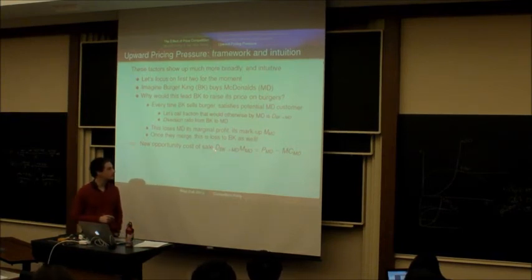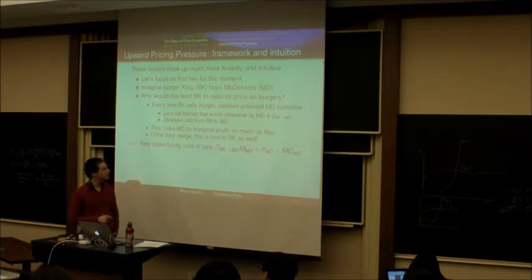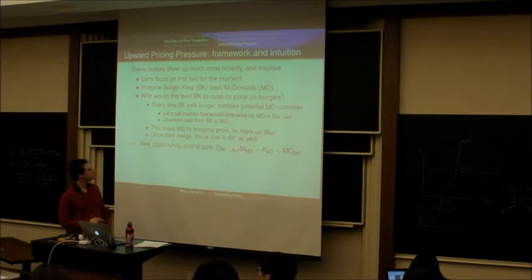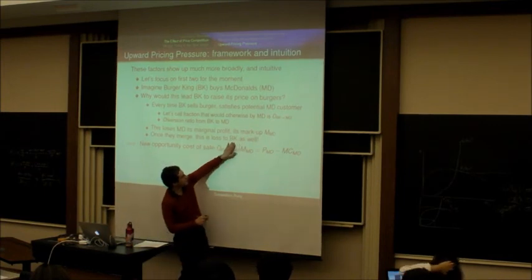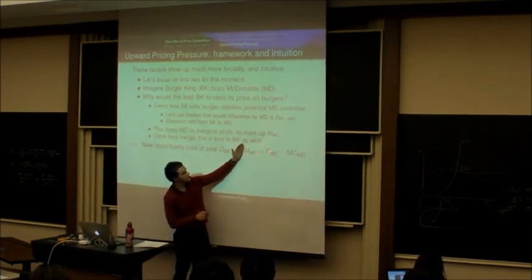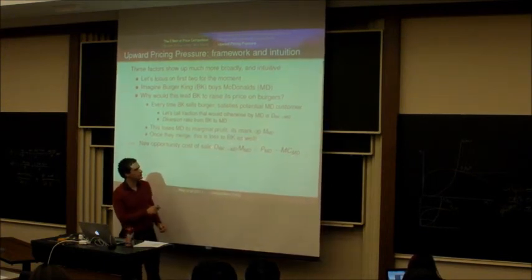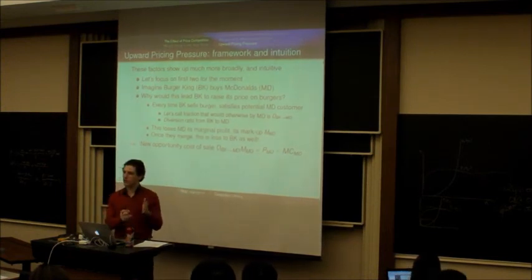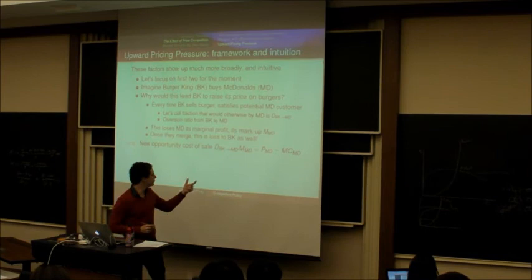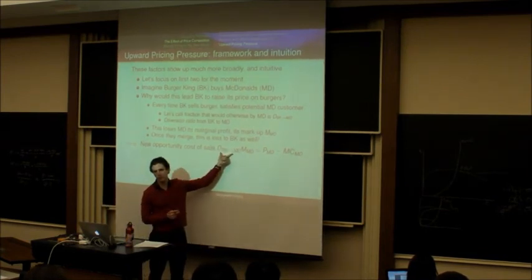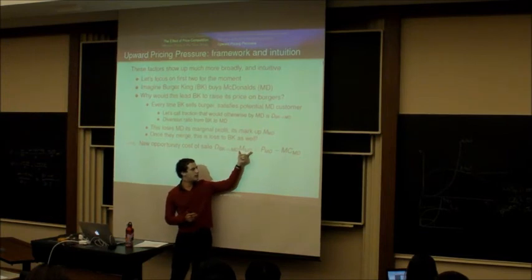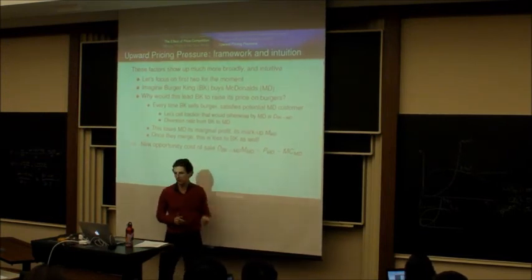So D sub BK to MD times M sub MD is now... what I was trying to say here, this should sort of be separated, is that M sub MD is equal to the markup, the difference between price and cost for McDonald's. And then the product of these two things is the total amount of loss to Burger King of selling a burger. It loses some number of sales of McDonald's burgers, and what that costs it is the markup that it would have earned on those burgers.